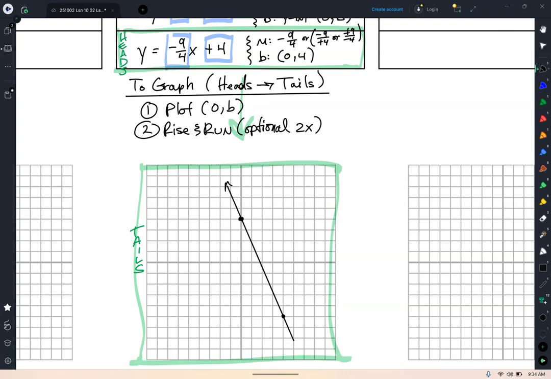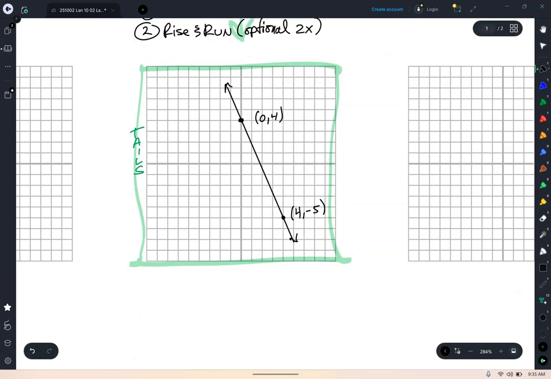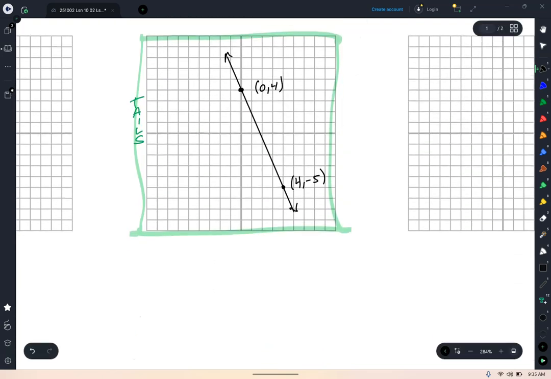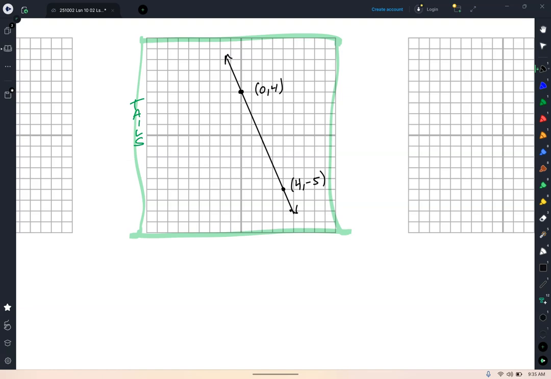And then get some arrowheads on our lines. Let's label our points that we're using, 0, 4. And let's see, this point is 1, 2, 3, 4, 1, 2, 3, 4, 5. So this is 4, negative 5. And so I have my 2 points for my line. So I started with an equation and I produced a picture, heads and tails. Now, the other thing I'm going to ask you to do is start with a picture, tails, and go back to heads. So you got to be able to do both sides. You got to be able to go both directions, all right?